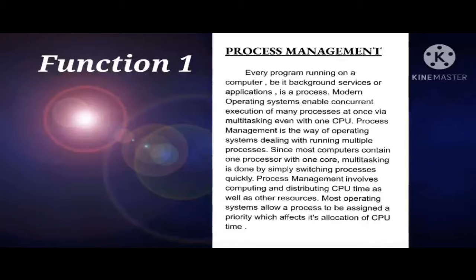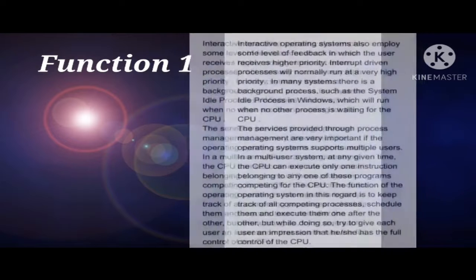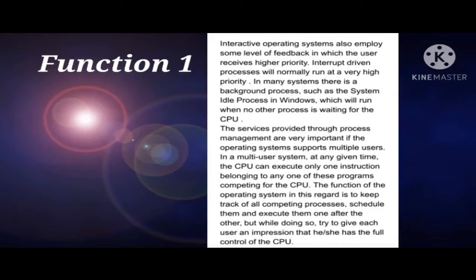Since most computers contain one processor with one core, multitasking is done by simply switching processes quickly. Process management involves computing and distributing CPU time as well as other resources. Most operating systems allow a process to be assigned a priority which affects its allocation of CPU time. Interactive operating systems also employ some level of feedback in which the user receives higher priority.